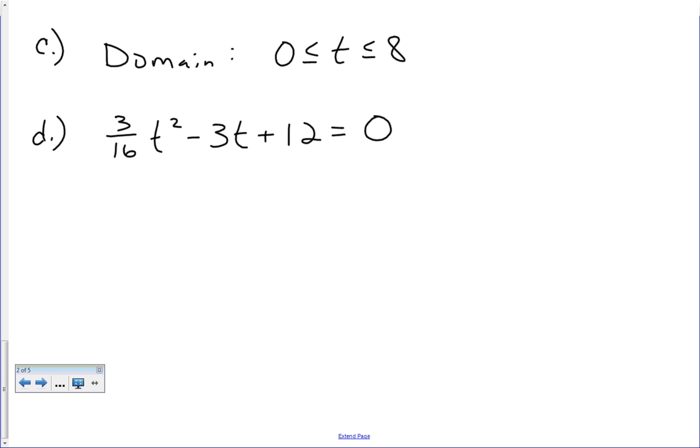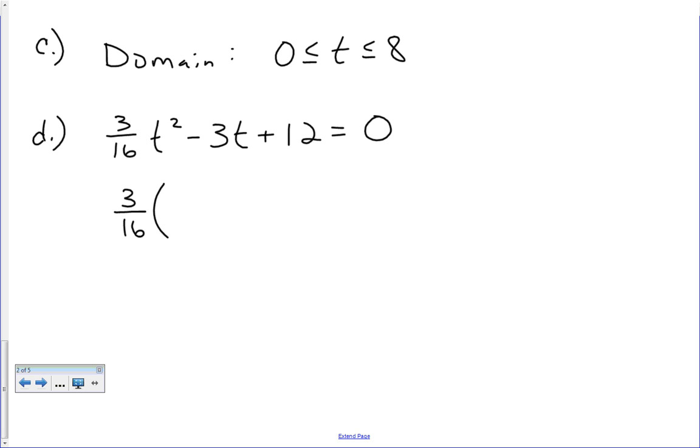And so if we want to solve this thing algebraically, probably the easiest thing to do is to get rid of the 3/16 that's in front of this. This is a quadratic equation, so obviously there's lots of ways you can solve this, including quadratic formula. You could even graph this thing. They said to do it algebraically, so we're going to try to factor this thing.